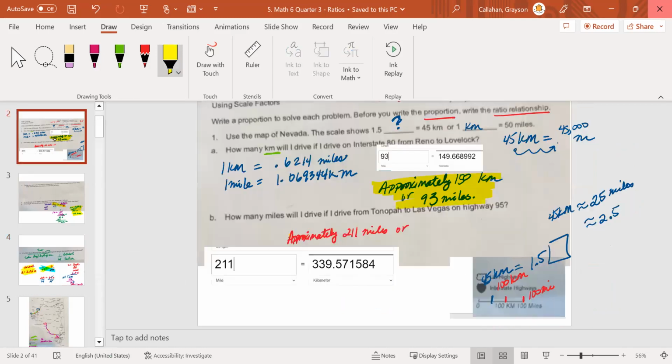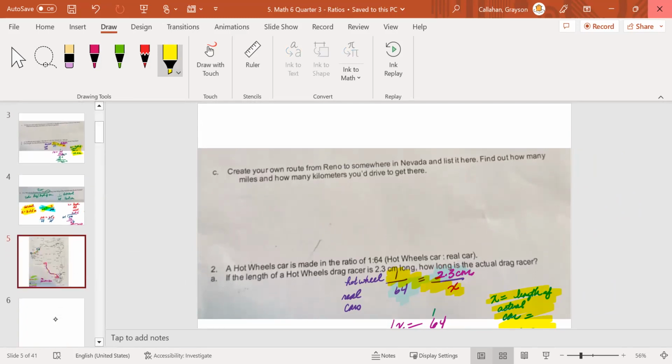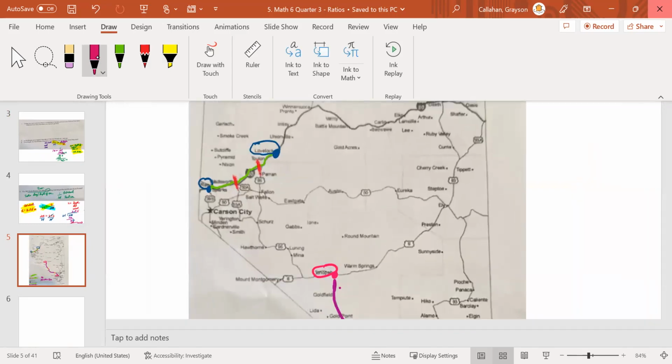Okay. Let's go back to C for question 1. It says create your own route from Reno to somewhere in Nevada and list it here. Find out how many miles or how many kilometers you drive to get there. Okay. So looking over here, which would you like to use? Pick 2 cities here. Reno says Sparks. Okay, so Reno is right here. Where's Sparks? Right next to it. Oh, you can't even see that. Pick something else, Grayson. Like maybe Eureka to Austin.